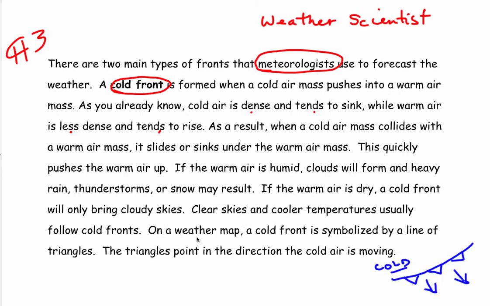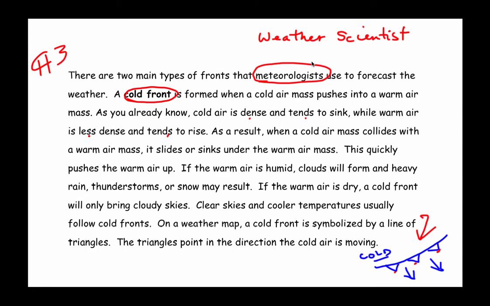On a weather map, a cold front is symbolized by a line of triangles. The triangles point in the direction that the cold air is moving. So we're talking about this right here. Okay, cold front, cold air, moving in the direction that these little triangles are pointing.